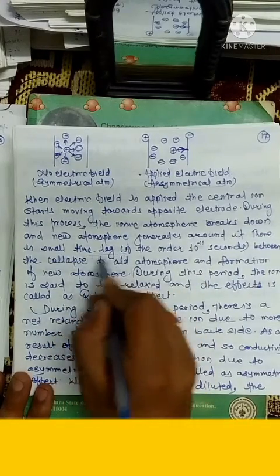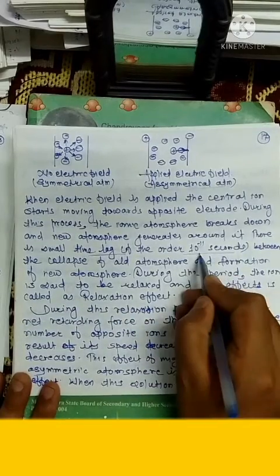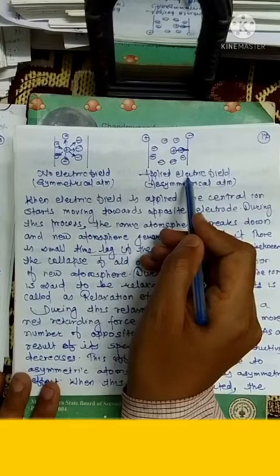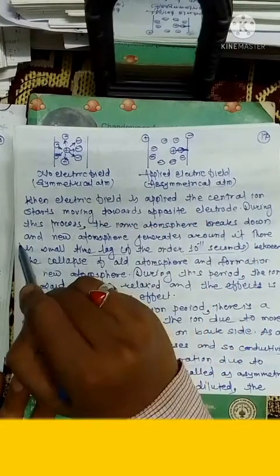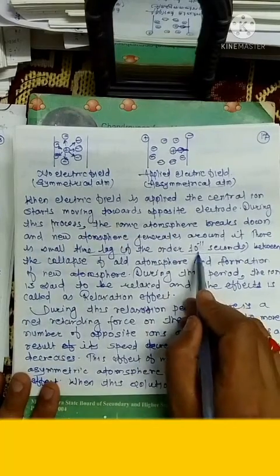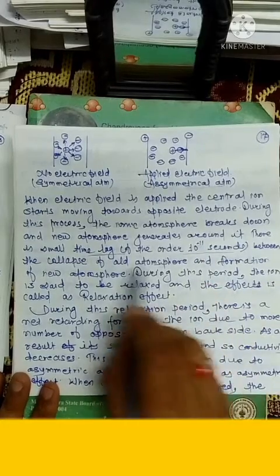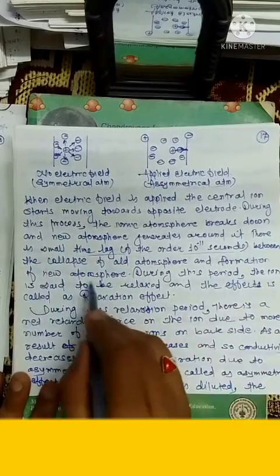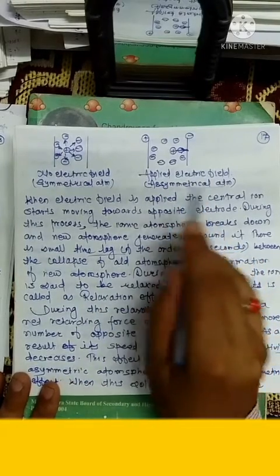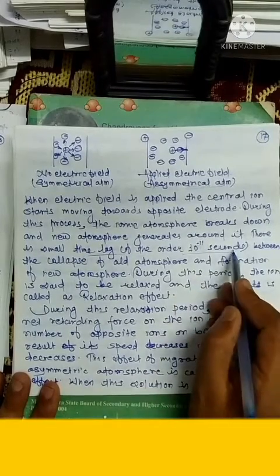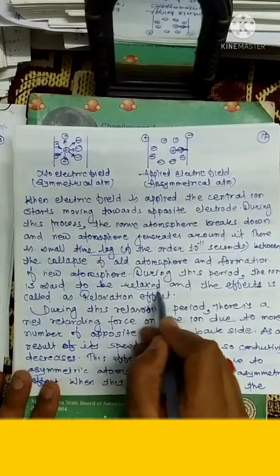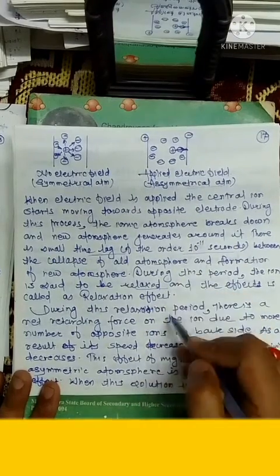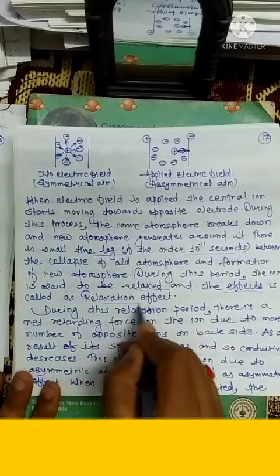There is a small time lag. This is important. That is of the order of 10 raised to the power minus 11 seconds. For formation of asymmetric atmosphere from symmetric atmosphere, the time taken is about 10 raised to the power minus 11 seconds. This is the time lag between collapse of the old atmosphere, that is the symmetric atmosphere, and formation of the new, asymmetric atmosphere. During this process, the ion is said to be relaxed. For this period, that ion is said to be in a relaxed position, and this effect is called the relaxation effect.